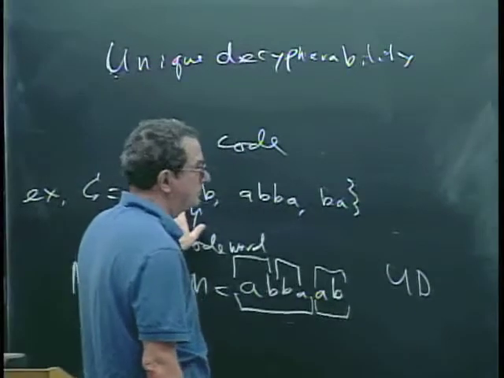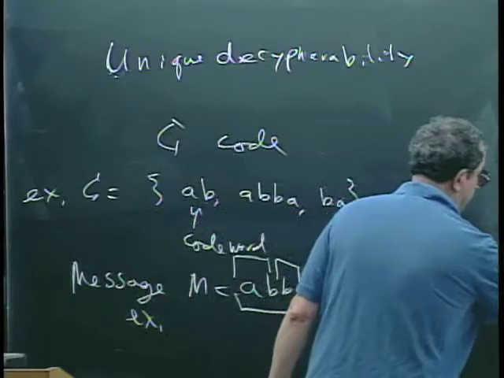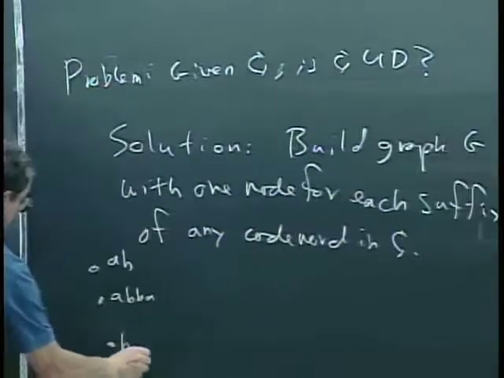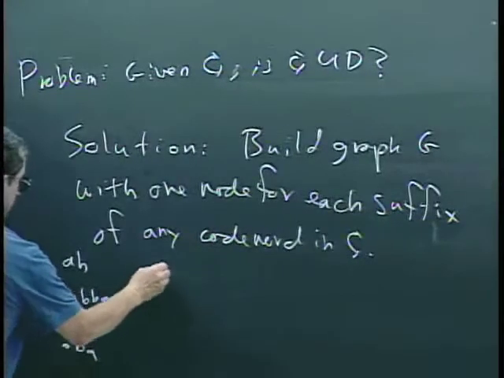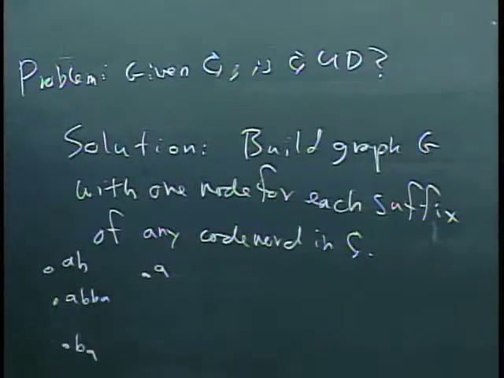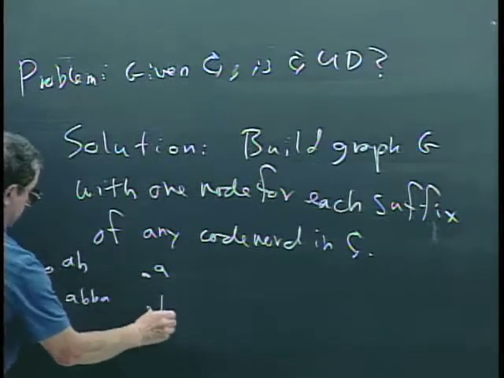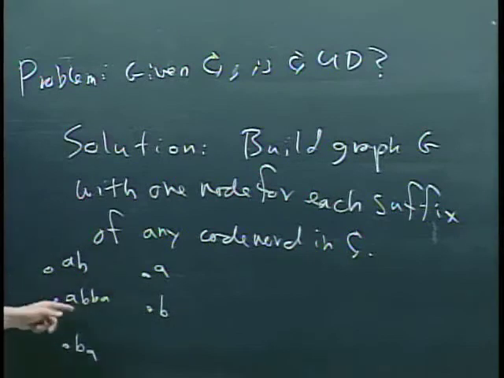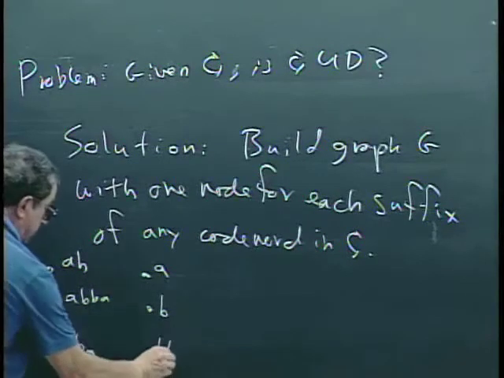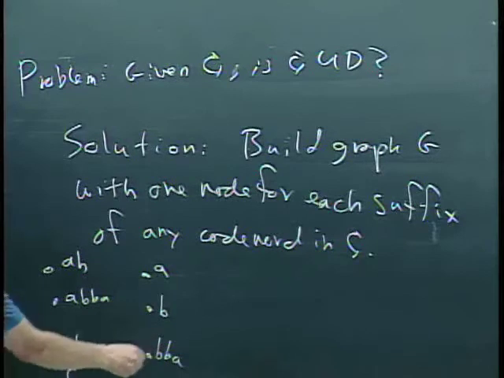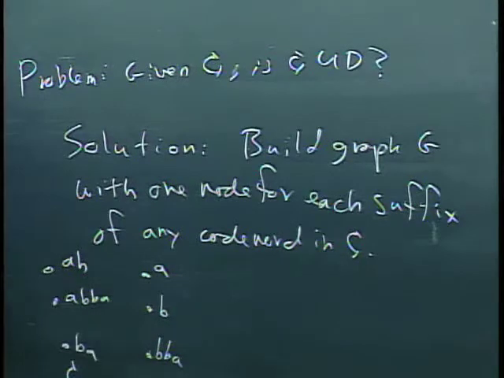So let's just do this little example. AB, ABBA, BA, and then we would have suffix A, which is not in here, and suffix B. Okay, BA is already there. BBA is another suffix, and that's it, right? So these are the ones for the code words, and these are suffixes that are not code words. And then we had edges of two types.